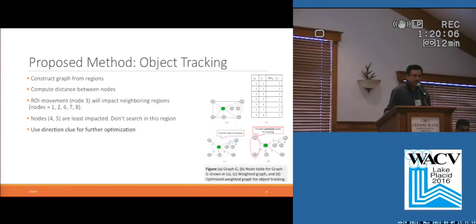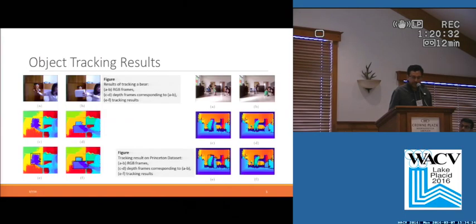So if we identify the direction of movement to be in, I'm not able to get the mouse pointer over here on the right side, the region of nodes 1 and 8 or something like that. So those will be the regions that would be identified as possible parts where we need to track.